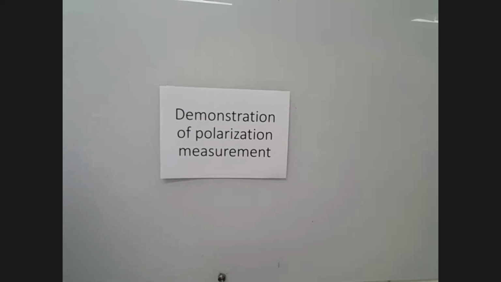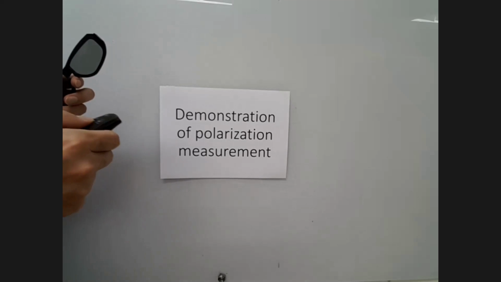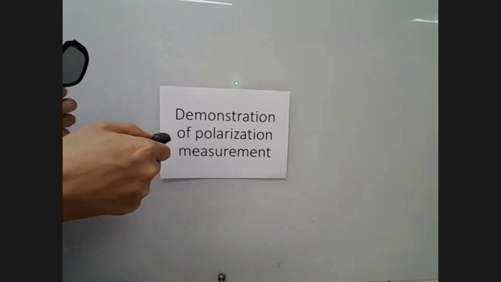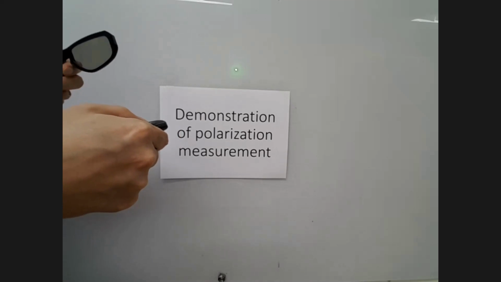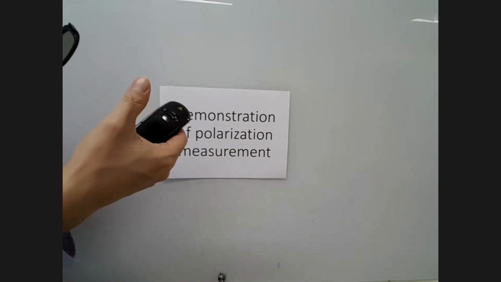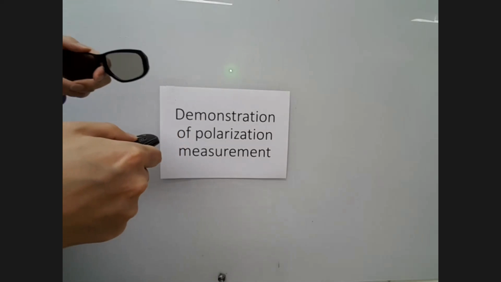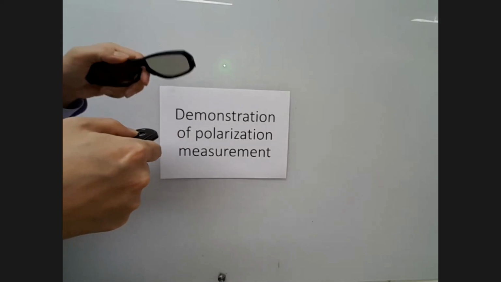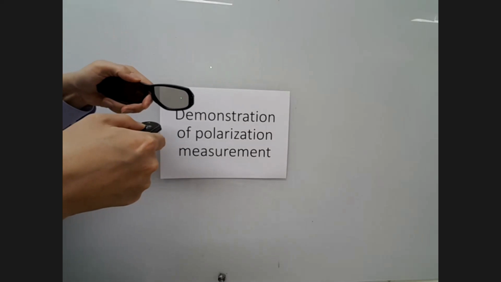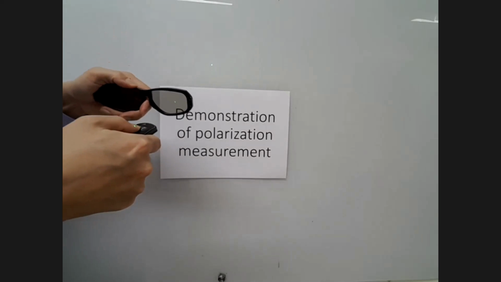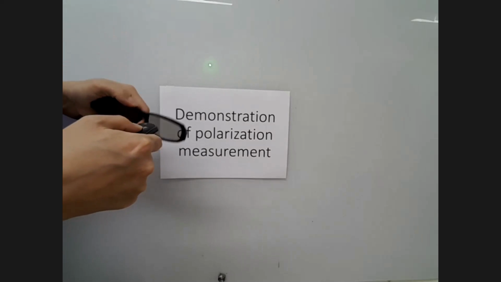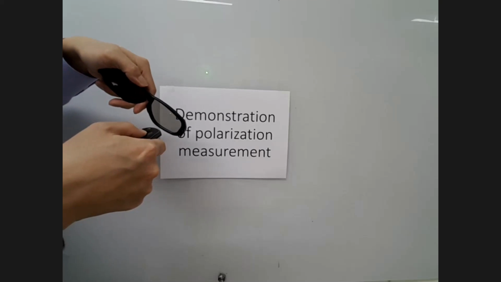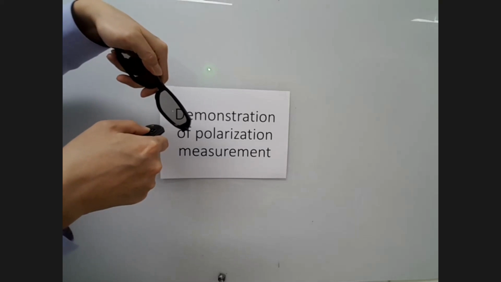The first demonstration I want to show you is that the laser light coming from the pointer is polarized. So this is just a typical laser pointer. And then if I put the polarizer in front, you can see that the amount of light is slightly attenuated. But the more important part is if I rotate this one, then the intensity is being changed.